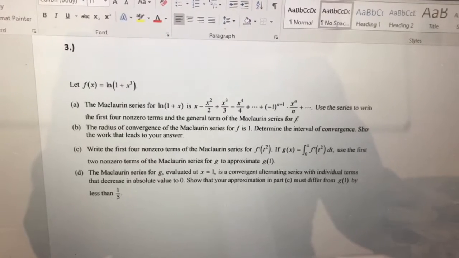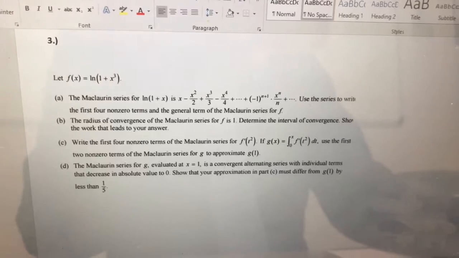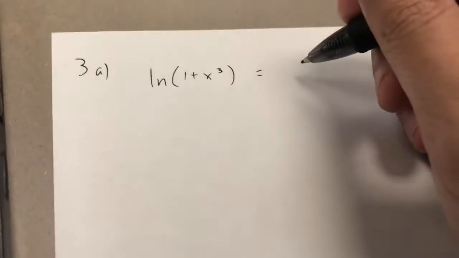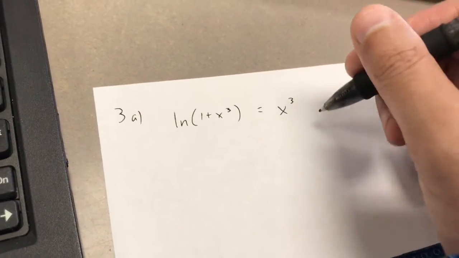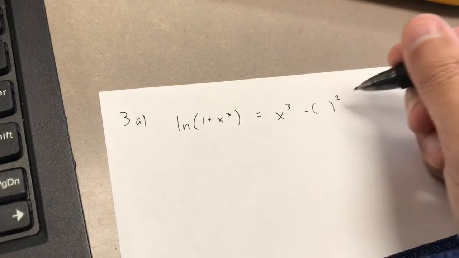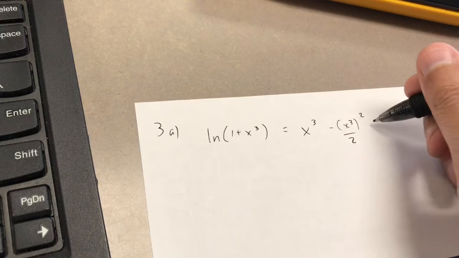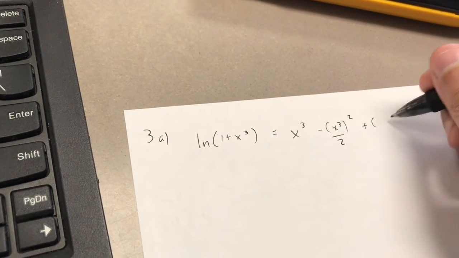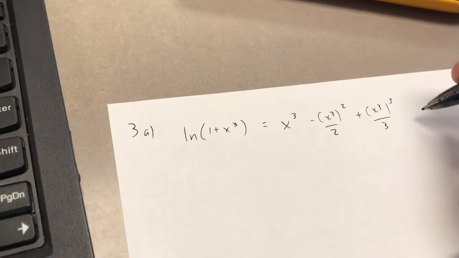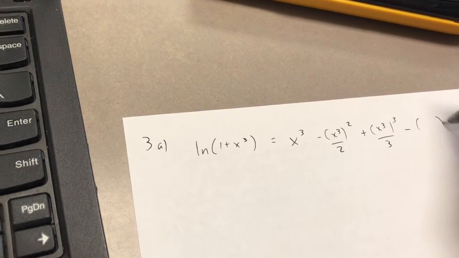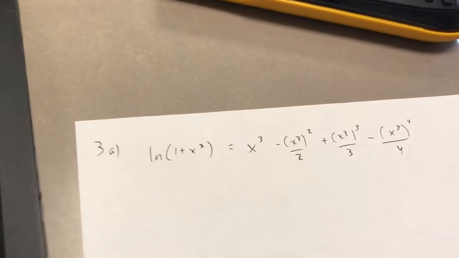So that is exactly the same thing that I need to do here. So the original series is, you had x in the first position. I'm going to have an x cubed in the first position. The next term was minus the input squared over 2. I'm going to put an x cubed in place of that. Then it was plus the input cubed over 3, and I'm going to put an x cubed in for that. And then it was minus the input to the 4th over 4, and I'm going to sub in an x cubed for that. And so you can leave it like that, actually.